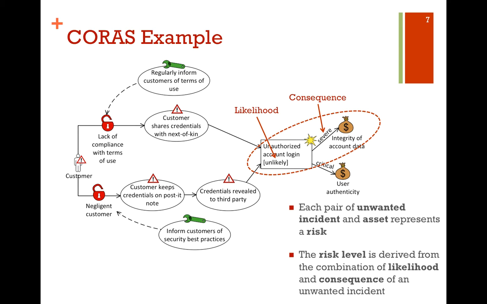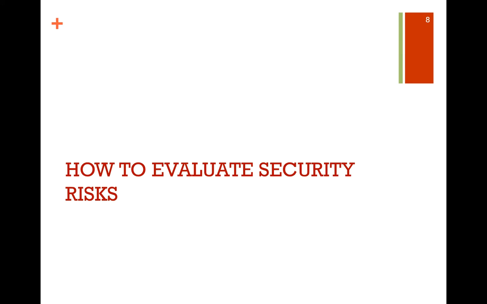To reduce the risk, we need to mitigate the two threat scenarios. The first threat scenario, customer shares credential with next of kin, is mitigated by the treatment regularly inform customers of terms of use. The second threat scenario is mitigated by the treatment inform customers of security best practices. Now let's see how we can assess the level of risk of an unwanted incident in terms of its likelihood and consequence.